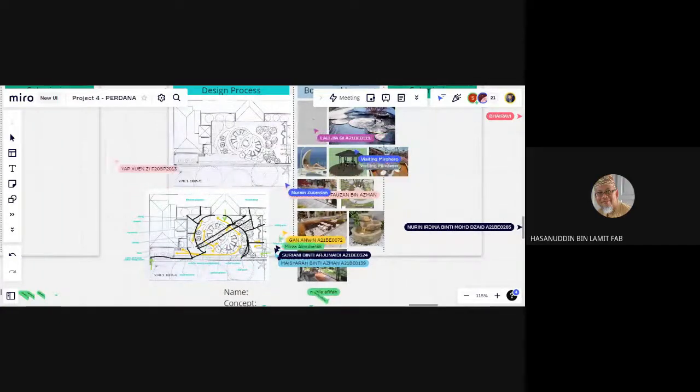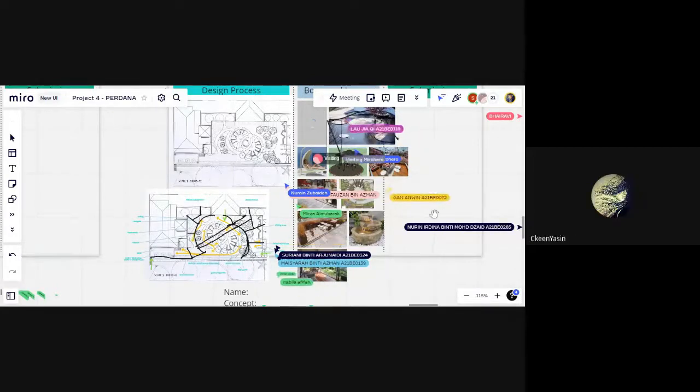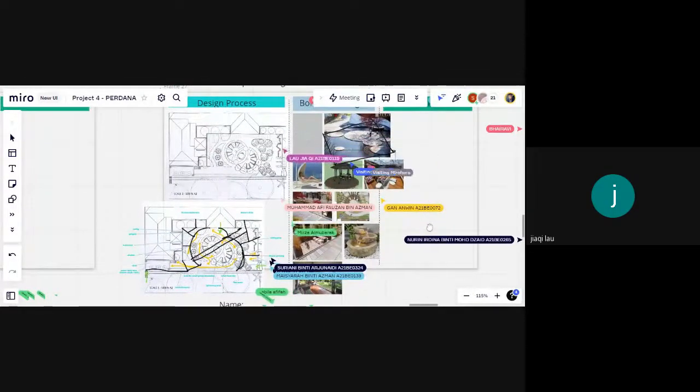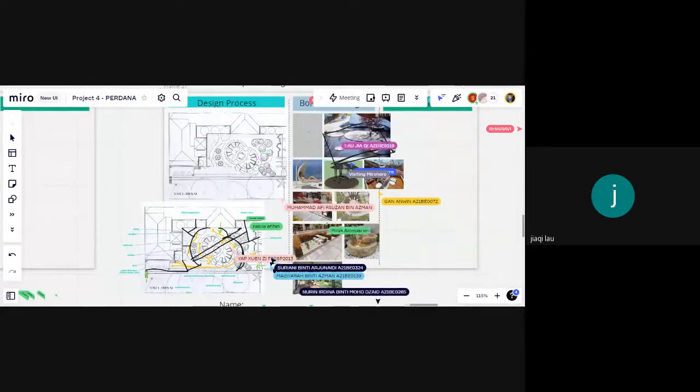Just try to imagine that this is your plan. This is your plan. Is it this one? The circle, actually this circle, right? These three, this 5 and this 5 is just a stepping, something like this. And under there, here is the pond.